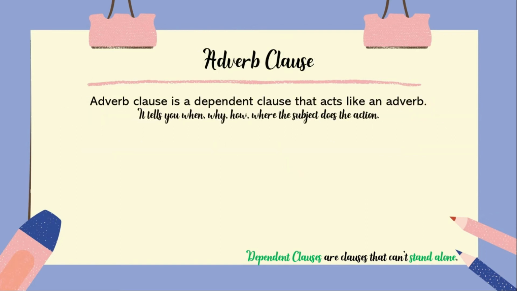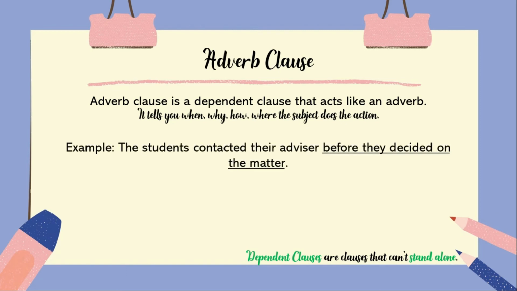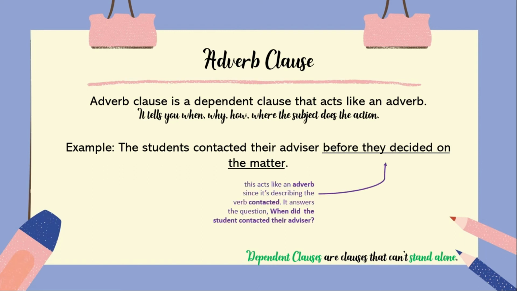Adverb clause. Adverb clause is a dependent clause that acts like an adverb. It tells you when, why, how, and where the subject does the action. Example: the students contacted their advisor before they decided on the matter. This acts like an adverb since it's describing the verb contacted. It answers the question, when did the students contact their advisor?